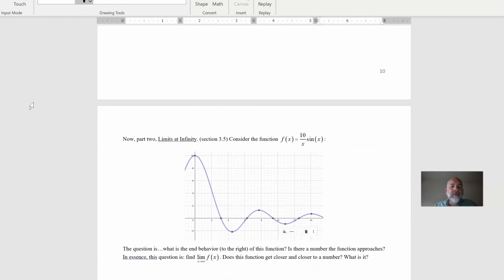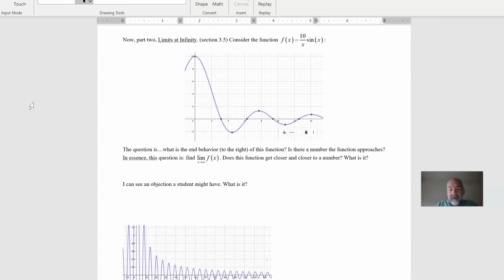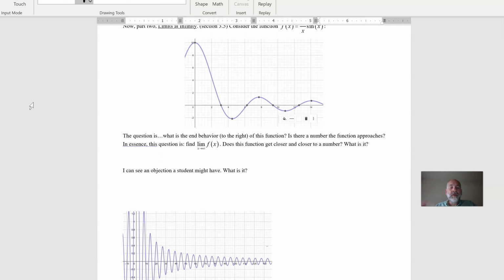All right, so next up, we have limits at infinity. So consider this function. And the question is, what is the end behavior to the right of this function as you look to the right? And you can see it's getting closer and closer to 0. Right? And so this question is saying, what's the limit as x approaches infinity of f of x? Does this function get closer and closer to a number? What is it? It's 0. And so that's the limit.